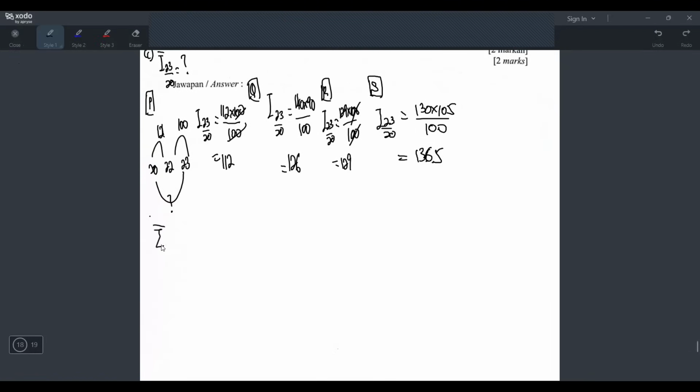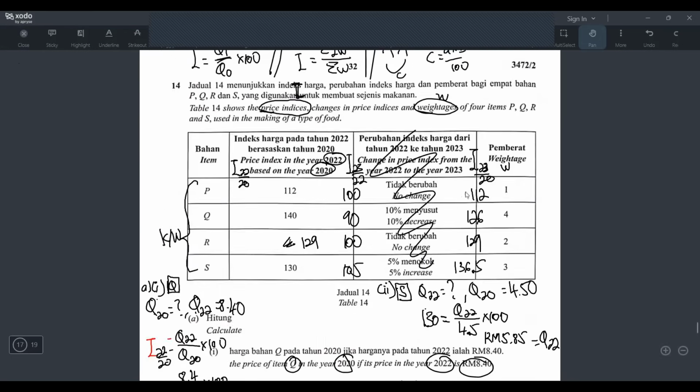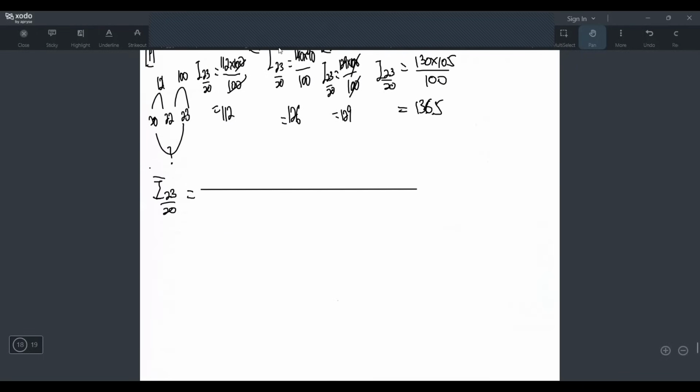Now the composite index for 2023 based on 2020 will be, now we use the formula, right? Okay, the formula for composite index is take the I times weightage, right? But we have to take this I, because it's 2023, 2020, right? So it's definitely this one. So it will be 112 times 1. That's right. 112 times 1 plus next one.